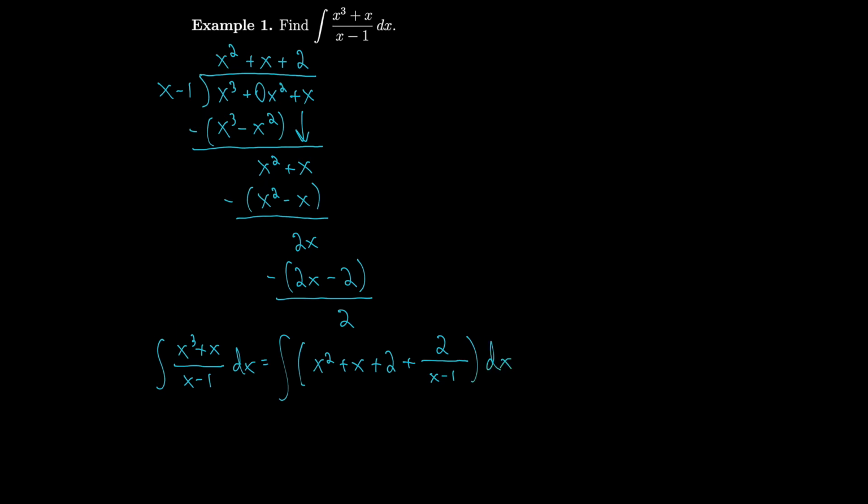So that's a little bit more to write, but it's way easier to integrate because now we can just say the antiderivative of x squared is x cubed over 3. For x, it's just x squared over 2. For 2, it's just 2x. And for 2 over x minus 1, it's just 2 times the natural log of the absolute value of x minus 1. And we keep our plus c.